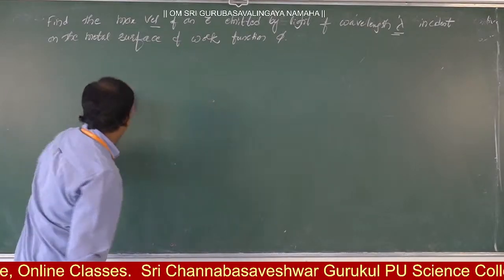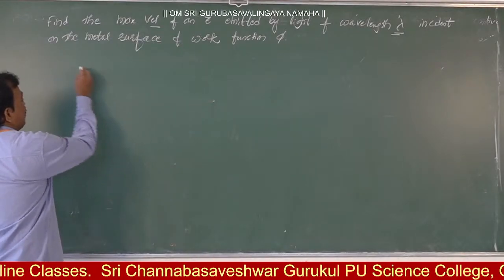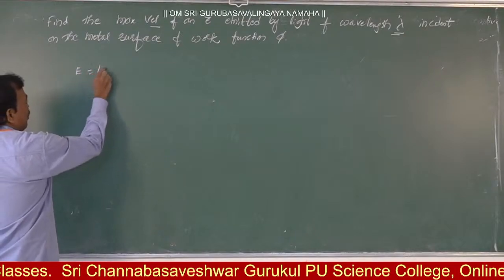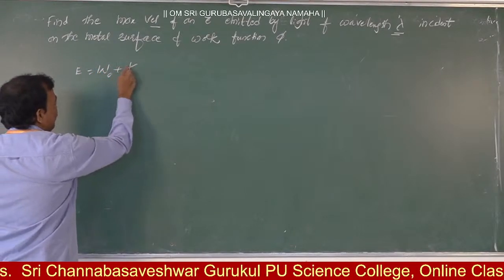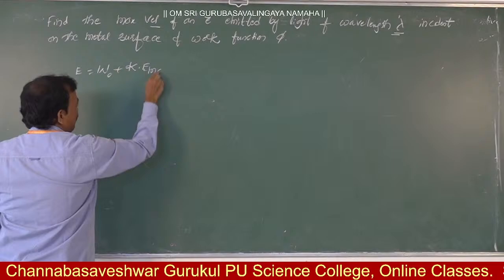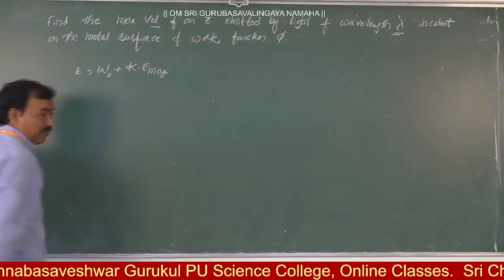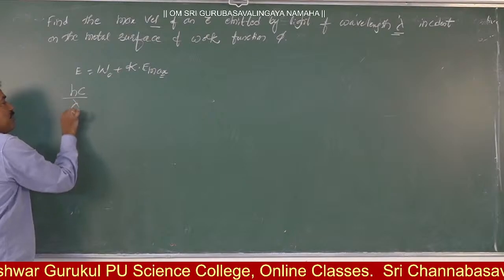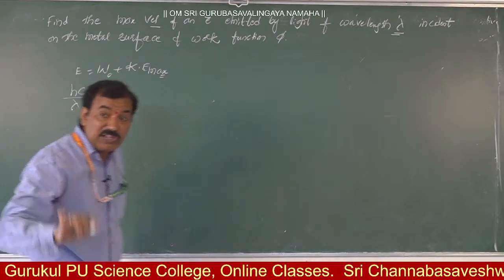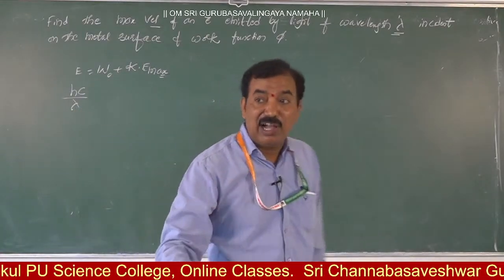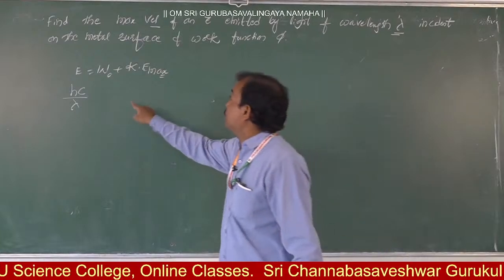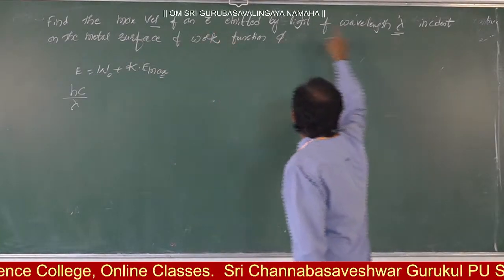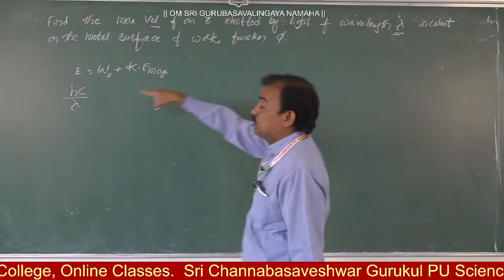The energy equation: E is equal to W naught plus Ke max. This is one of the basic and main equations. This energy E is equal to hc by lambda. Why are you taking hc by lambda? Since the incident light wavelength is given, the incident wavelength is lambda. That's why you have to take hc by lambda.